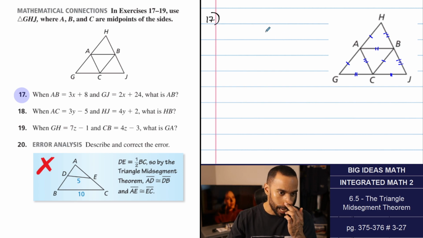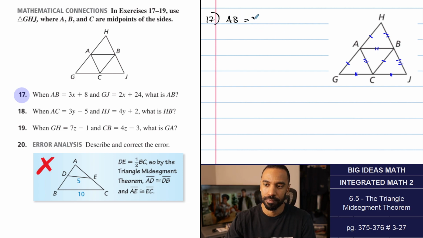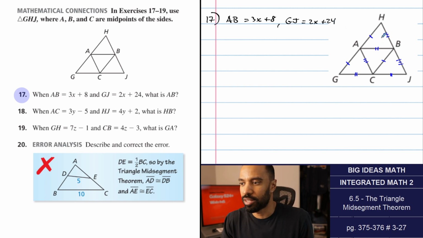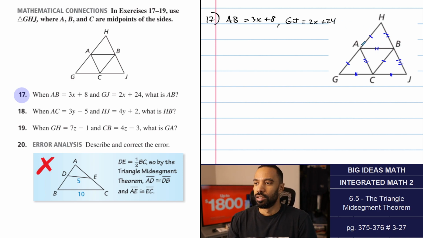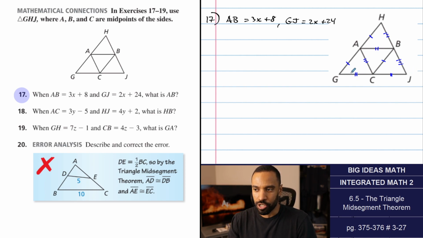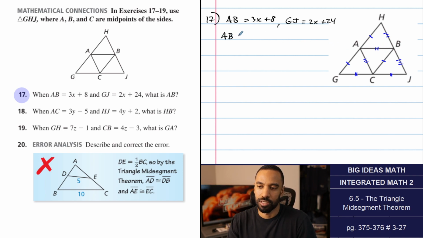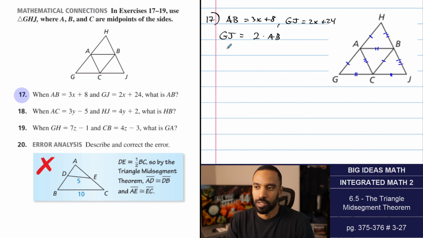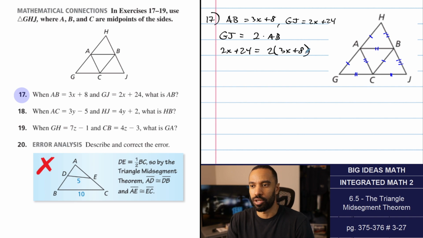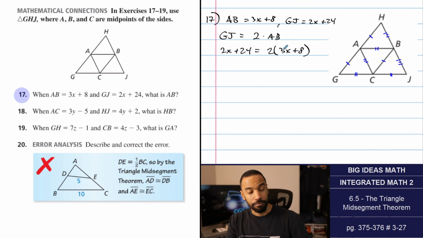All right, number 17, AB is 3x plus 8 and GJ is 2x plus 24. Now, they want to find the length of AB. So AB is not the same as all of GJ. It's only the same as one of these two, GC or CJ, but two of these is one of those, right? We could say that GJ is double AB. So 2x plus 24 is double 3x plus 8. You also could have said that AB is half of GJ.